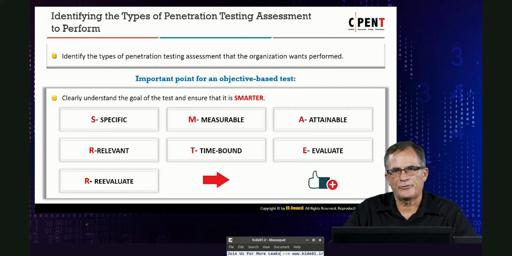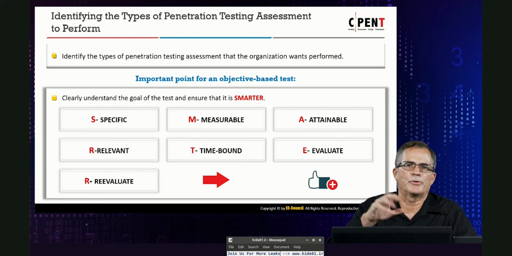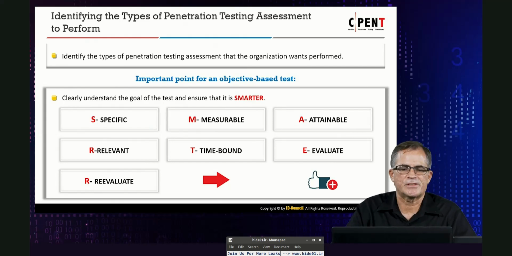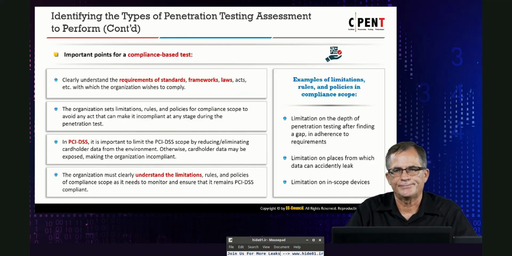Types of testing: penetration testing measurement, which is kind of like a metric. The way we explain it, we have a SMARTER approach, and each one of those letters means something. S is for specific, M is for measurable, so we said we need metrics. A is for attainable, R is for relevant, T is time-bound because nothing's unlimited with time, E is for evaluate, and R is for reevaluate. These are all the different things that we want for an objective-based test.